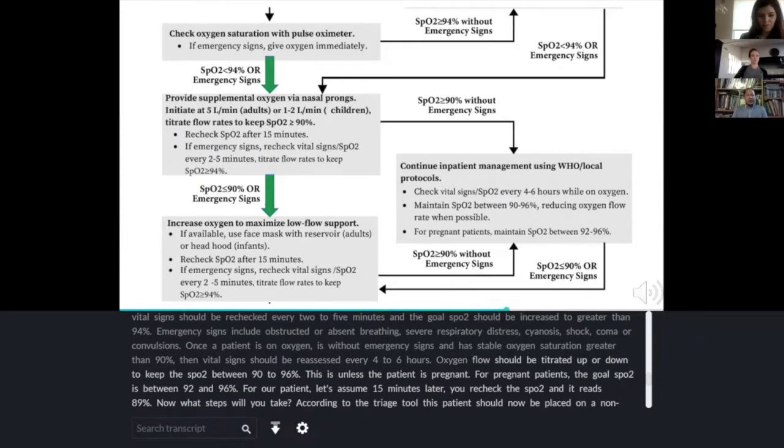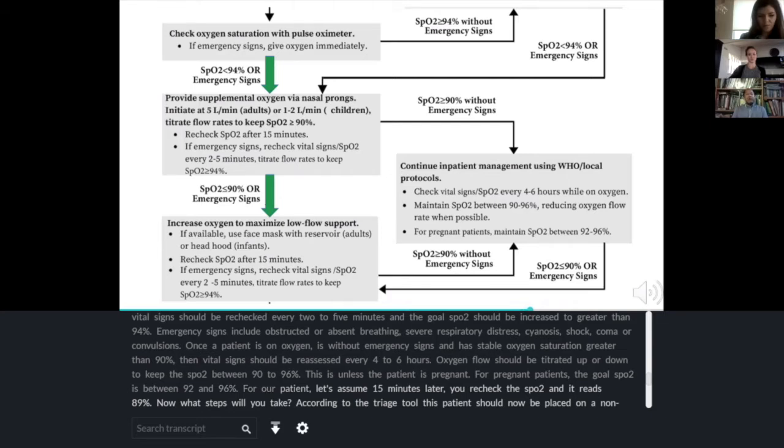Oxygen flow should be titrated up or down to keep the SpO2 between 90 to 96%. This is unless the patient is pregnant. For pregnant patients, the goal SpO2 is between 92 and 96%.